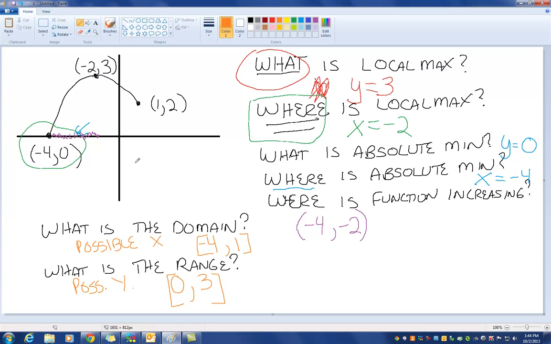Okay? Describing where a function is increasing or decreasing, we're looking for values of x on which the function is increasing or decreasing. And finally, domain and range, we're looking essentially again for intervals describing the set of possible x or y values. Hope this helps.